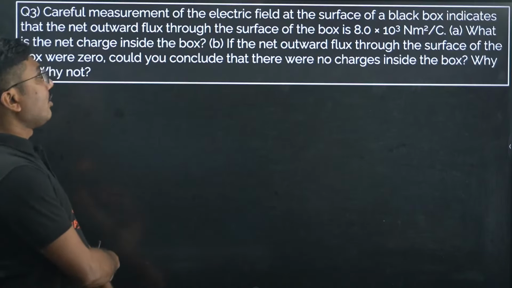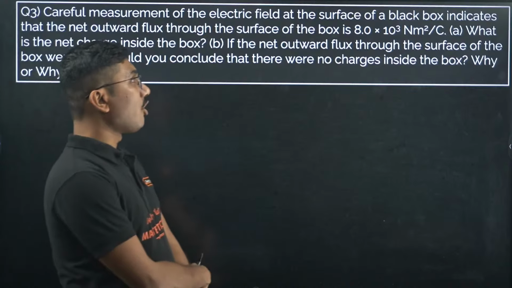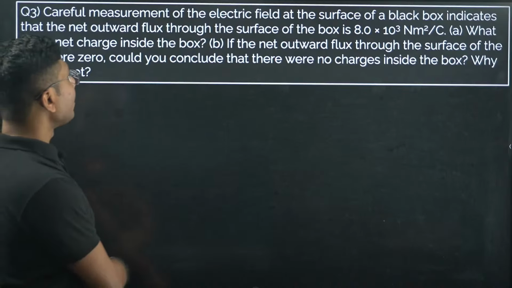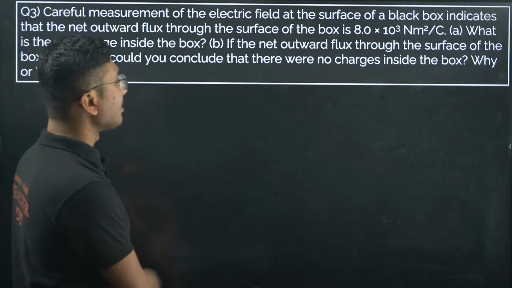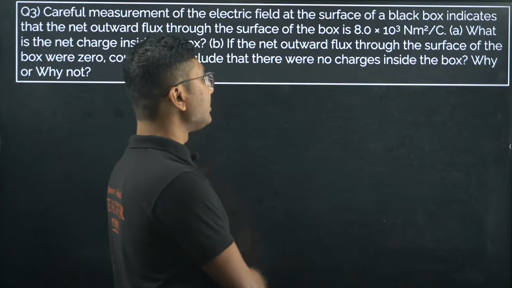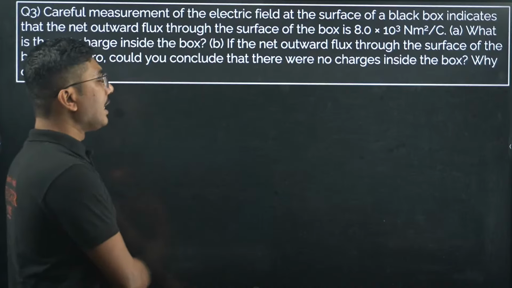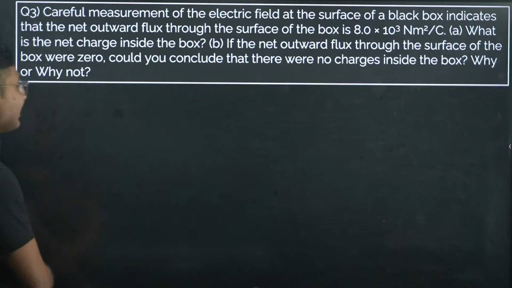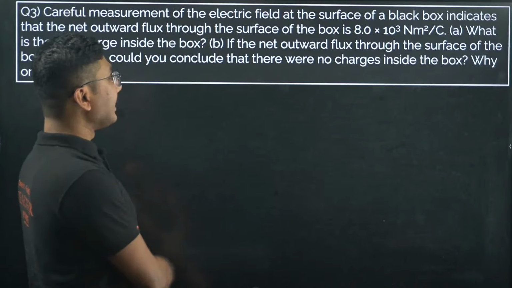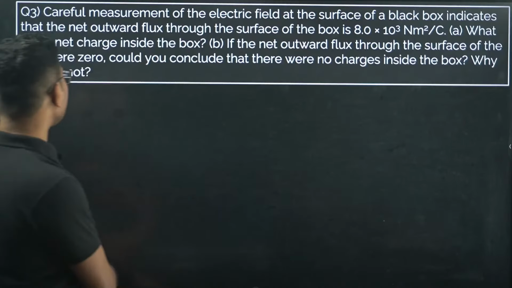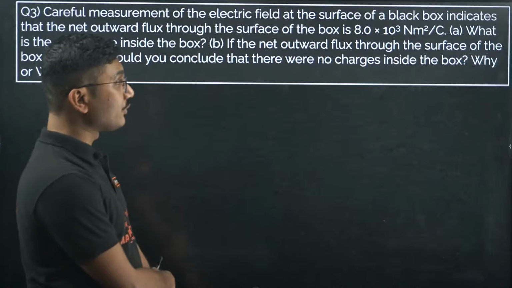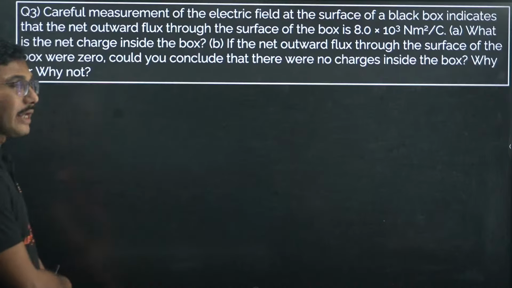Careful measurement of the electric field at the surface of a black box indicates that the net outward flux through the surface of the box is 8.0 into 10 to the power of 3 Newton meter square per coulomb. What is the net charge inside the box? If the net outward flux through the surface of the box were 0, could you conclude that there were no charges inside the box? Why or why not?